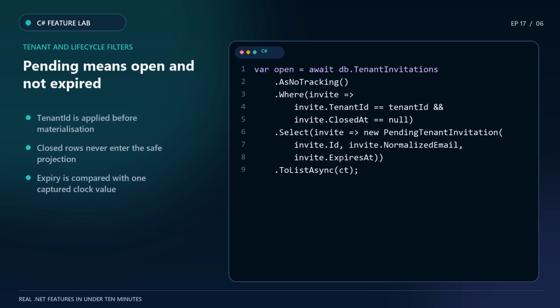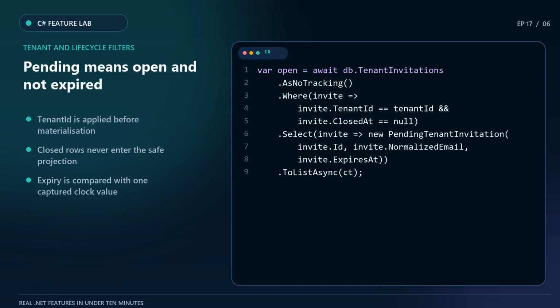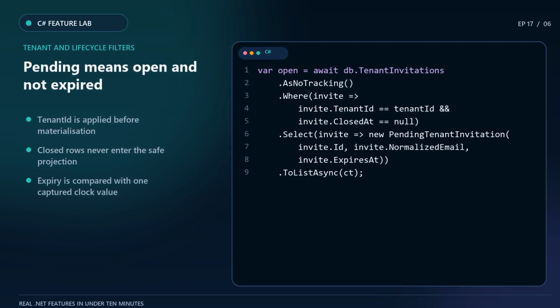The database query starts with the selected tenant ID and closed at equals null. That tenant predicate is the isolation boundary. Another workspace's recipient addresses never enter application memory.